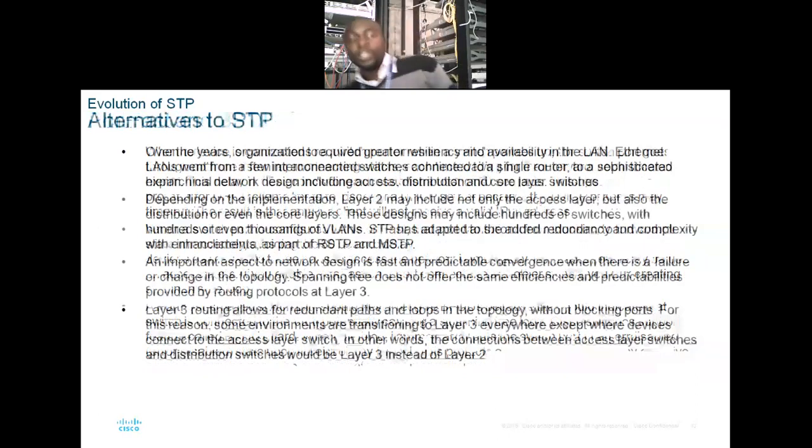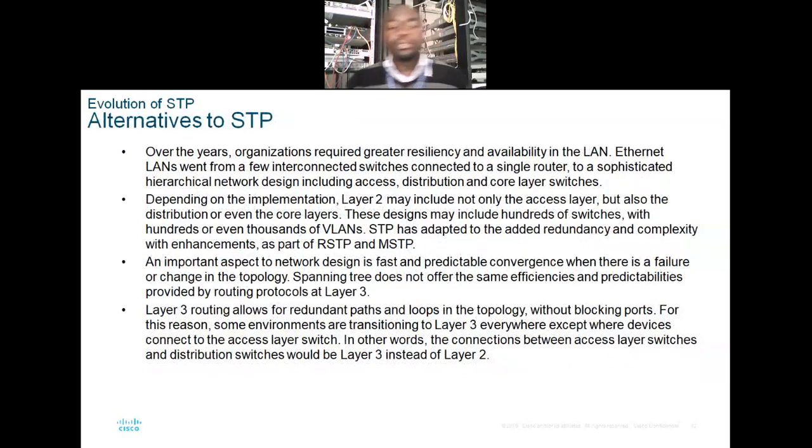The alternatives to STP: depending on the implementation, layer 2 may include not only the access layer, but also the distribution or even the core layers. These designs may include hundreds of switches, or even thousands of VLANs. STP can adapt to the added redundancy and complexity with enhancements as part of RSTP and MSTP.